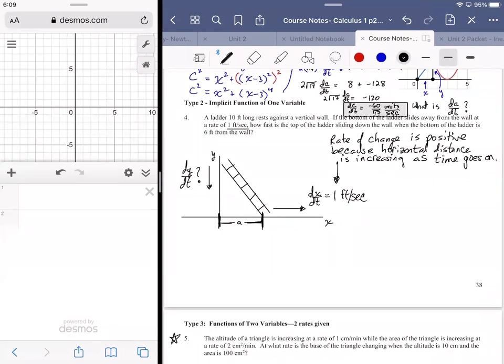Ultimately, we need an equation that relates x and y in some capacity. So I'm going to generalize this and, instead of that arbitrary value a, I'll call this x, some horizontal distance x, and this distance I'll call y. And that looks pretty bad.